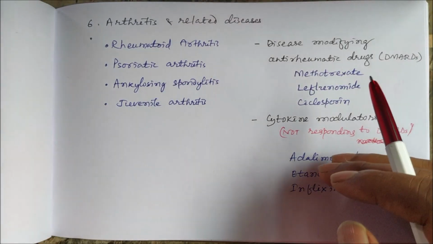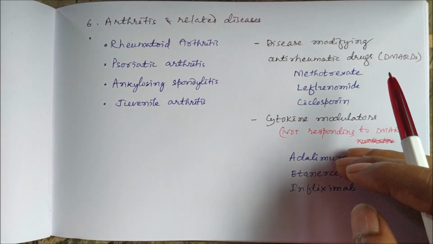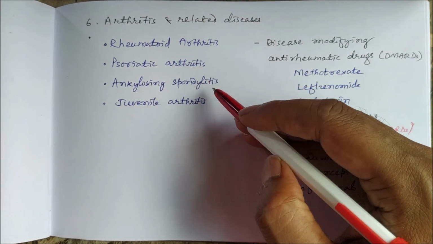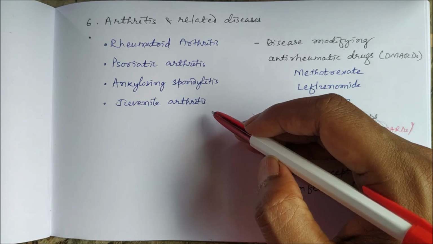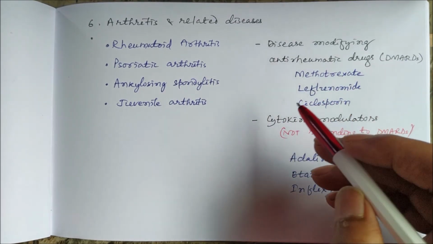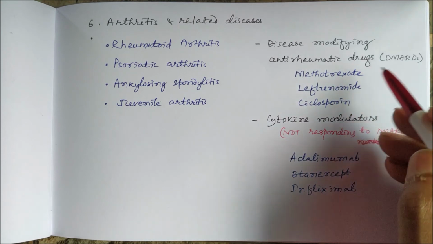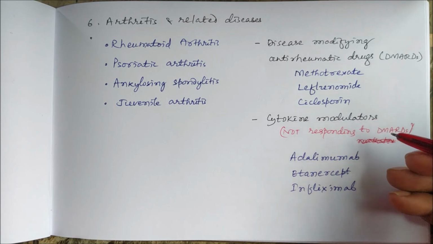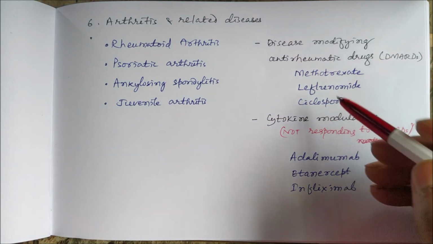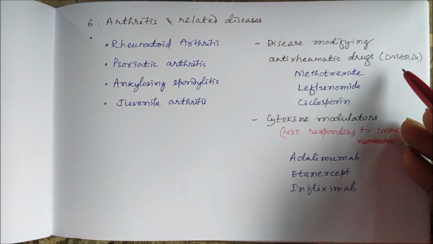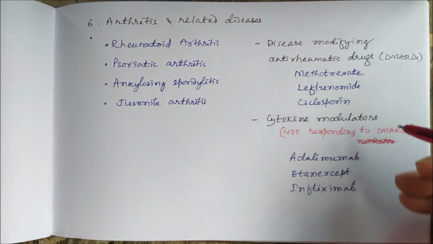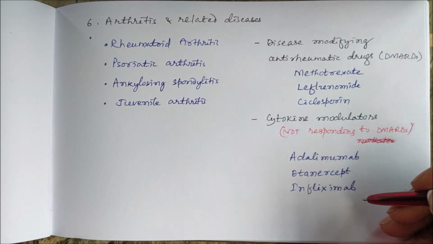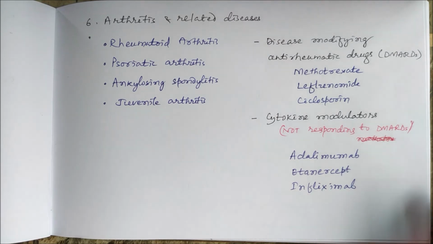Then another use is arthritis and related diseases like rheumatoid arthritis, psoriatic arthritis, ankylosing spondylitis, juvenile arthritis. So the disease modifying anti-rheumatic drugs can be used in these cases like methotrexate, leflunomide, cyclosporin. And when these drugs like methotrexate and other disease modifying anti-rheumatic drugs do not respond, then we can use the cytokine modulators like adalimumab, etanercept, infliximab, etc. So this is all about immunosuppressants.